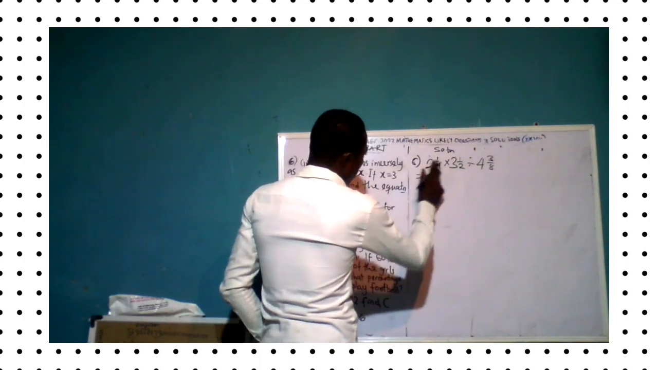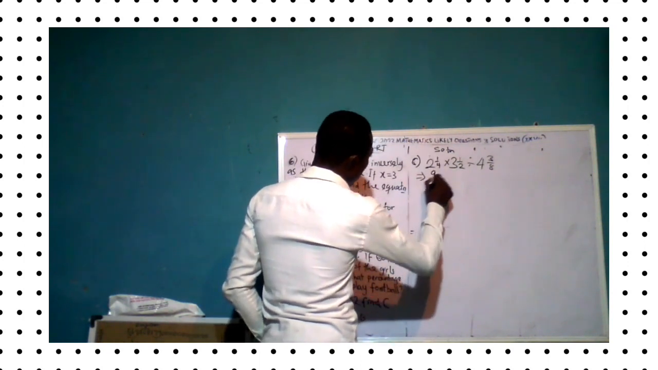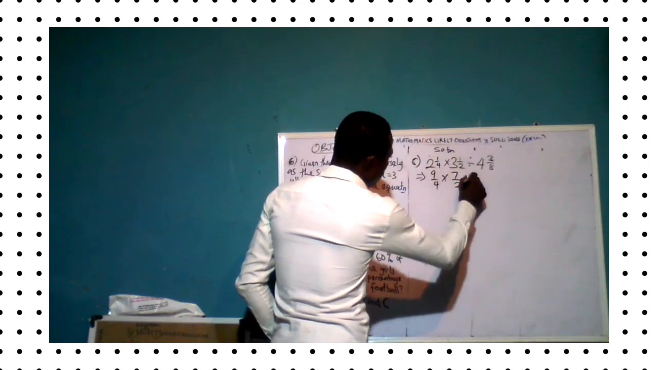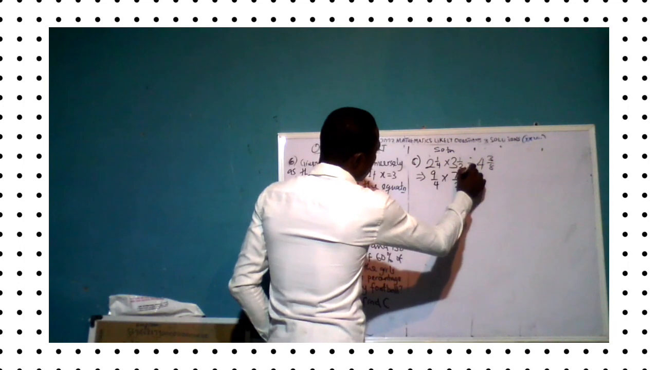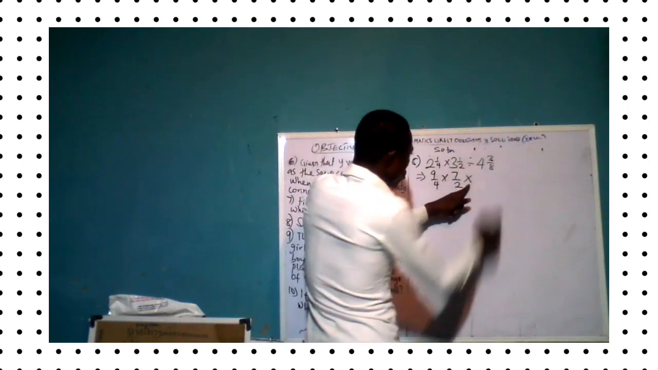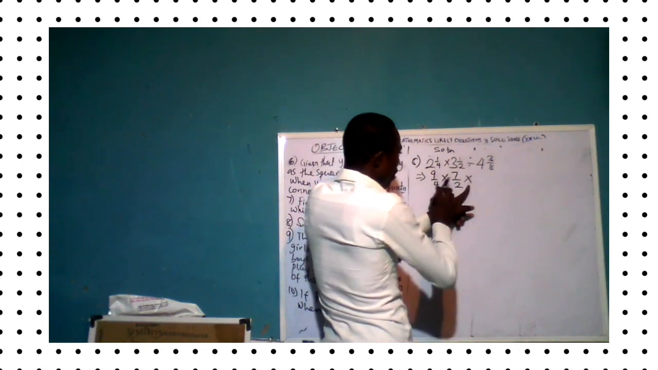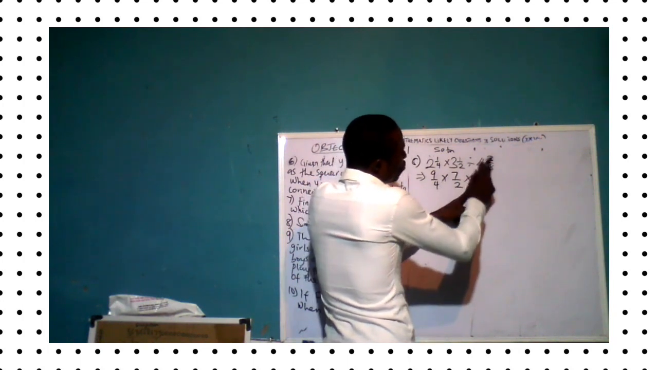Okay, 4 times 2, that's 8, plus 1, that's 9 all over 4. Then multiply by 7 all over 2. The sign changes from division to multiplication because you want to do something with the fraction here. 8 times 4 is 32, 32 plus 3 is 35. That will give you 35 all over 8.